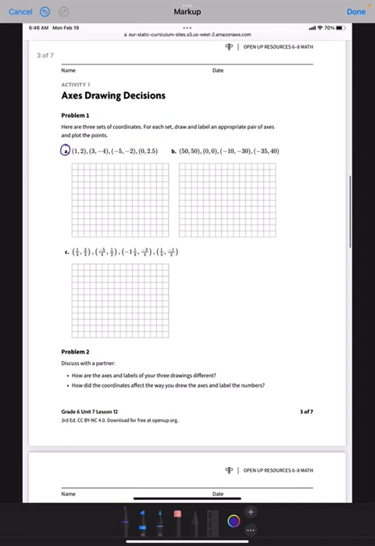So let's draw an axis. This is X, remember, this is Y. And our numbers are going to go up by 1s. And so on. We need to do negatives.